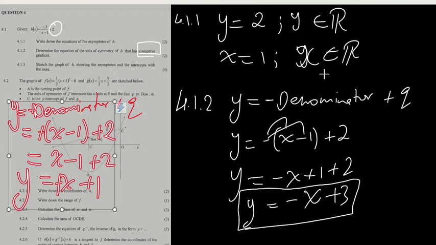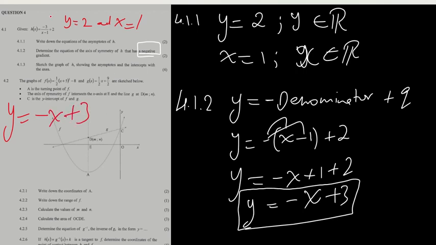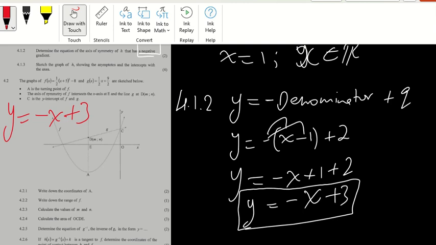Which answers are we going to record? Let's record 4.1. In 4.1, we have y equal to 2 and x equal to 1. Then here we have our line of symmetry given as y equal to negative x plus 3. Maybe we might need this information, hence I am recording it.